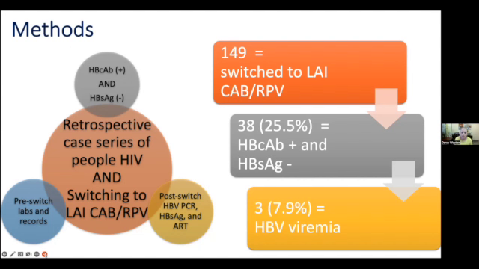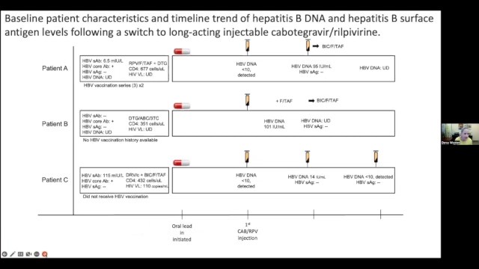So at the time that we did this, there were about 149 patients in our clinic who had switched to long-acting injectable cabotegravir-rilpivirine. 38, or 25%, met our inclusion criteria in terms of being core antibody positive and surface antigen negative. And of those, 3, or 7.9%, developed low-level hepatitis B viremia following the switch to cabotegravir-rilpivirine. And I'm going to go through the details of each of these 3 patients. So this shows the baseline characteristics as well as how things evolved after these 3 patients were switched to cabotegravir-rilpivirine.